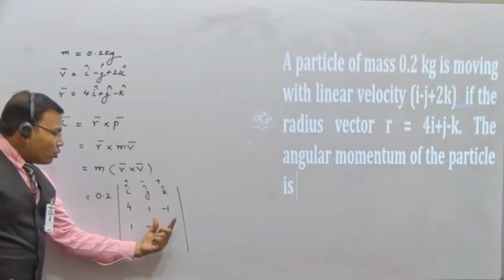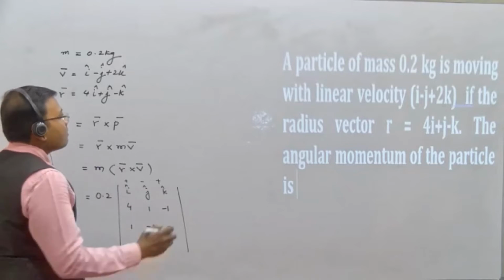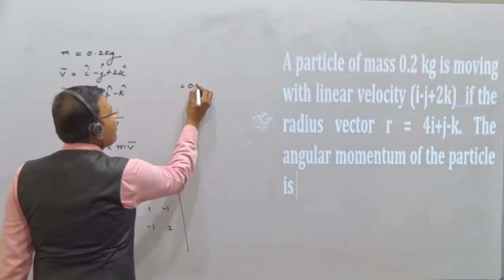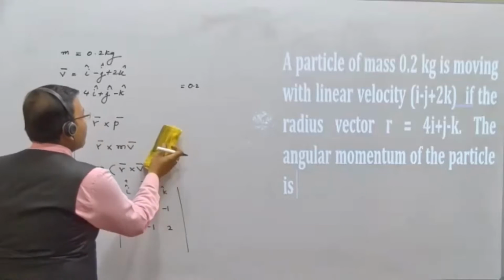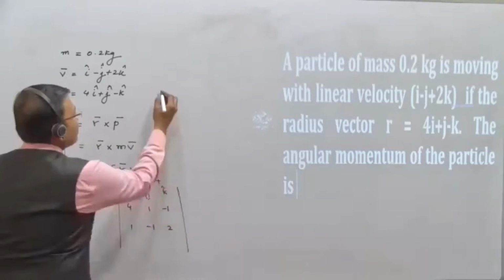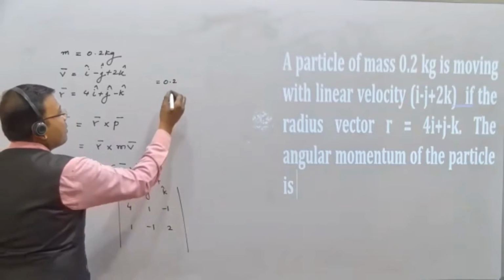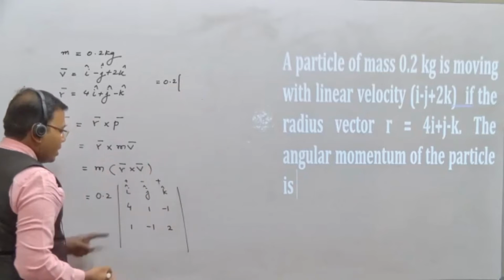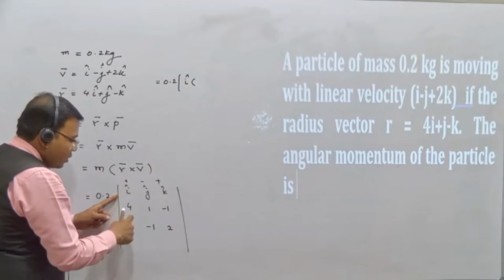So you know the method of how to calculate the cross product. Let us calculate the cross product of this. That is 0.2 will be outside the bracket. 0.2. This we need to simplify. So how to simplify this? We have to go with i first. This is i. I have to leave the column for this.